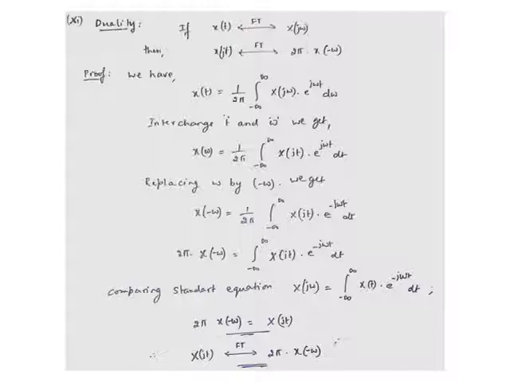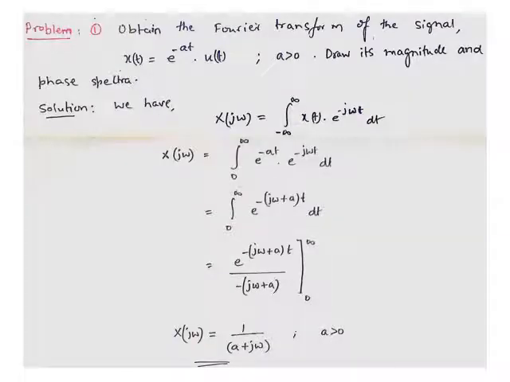So based on all these properties, we are going to look into some problems, and here also I have taken one set of problems to introduce problems on Fourier transform. Let me look at the problem statement first, and we'll try to solve it. This is quite easy compared to the problems under this particular section. So obtain the Fourier transform of a given signal x of t. X of t is e to the power minus at into u of t, where a is greater than 0. So draw its magnitude and phase spectra.